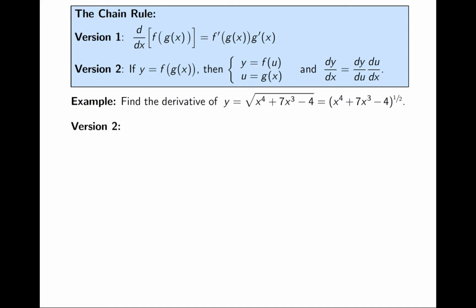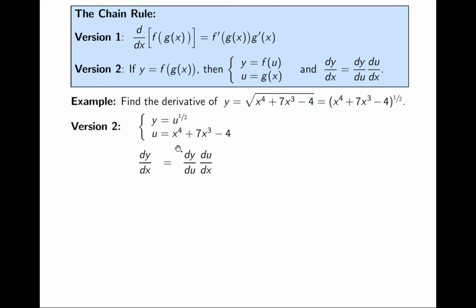And let's use version 2. In version 2, we could write this function as y equals u to the power of 1/2, where u is the polynomial x to the fourth plus 7x cubed minus 4. So once we've broken it up that way, we can find the derivative we want, dy/dx, as dy/du times du/dx.